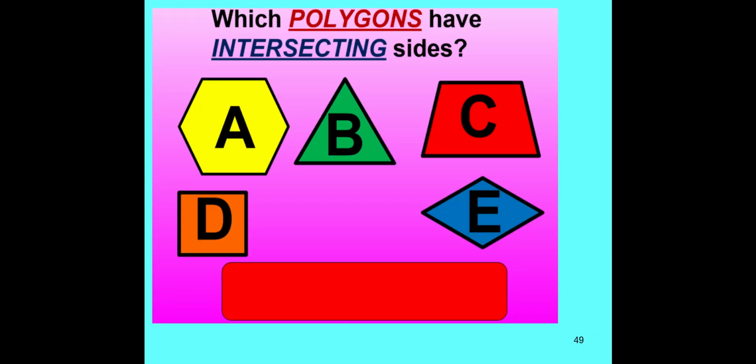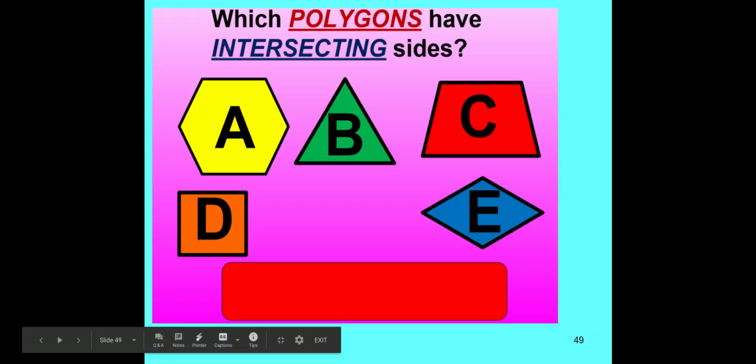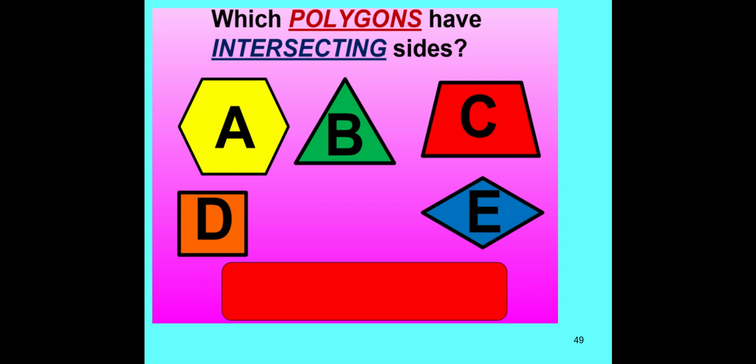Which polygons have intersecting sides? So remember, intersecting means they cross and do not make a perfect right angle. They're making obtuse or acute angles. So go ahead and pick out your polygons.